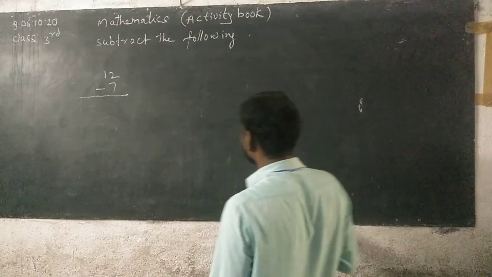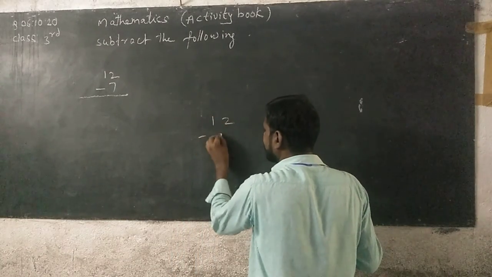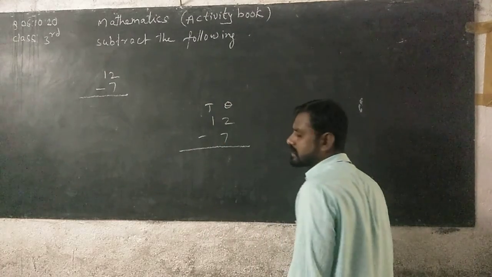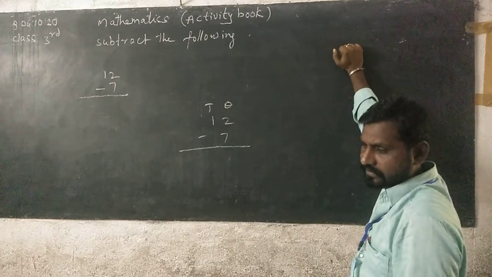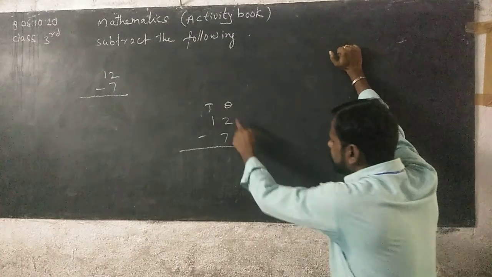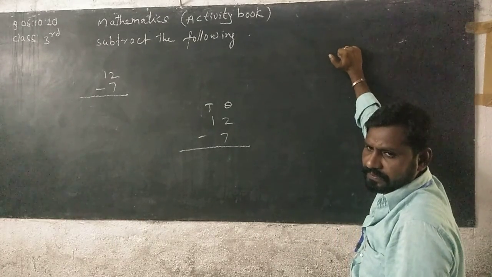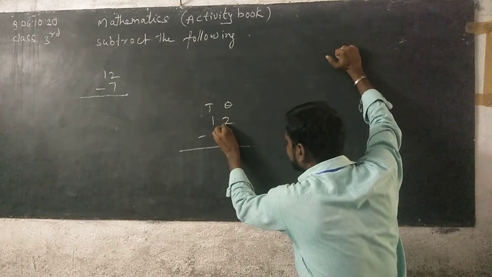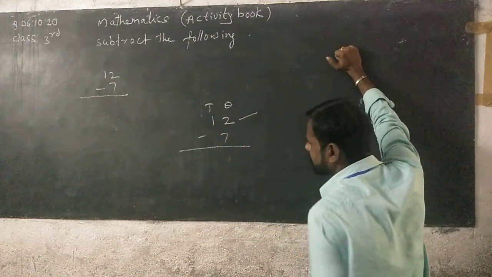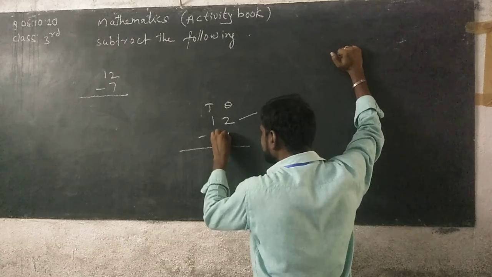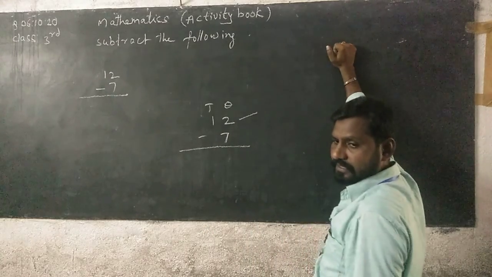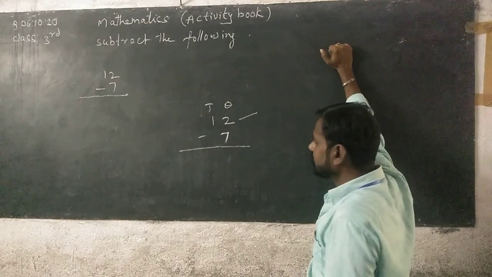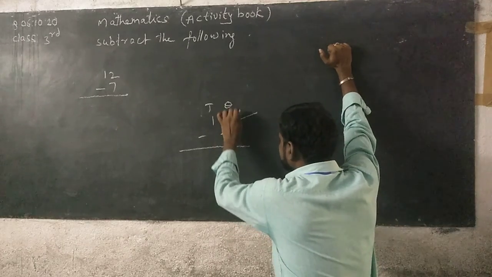See here, 12 minus 7. First we subtract the ones place digit. Next we subtract the tens place digit. See here, ones place digit 2. And 2 is the ones place digit. It is written at the top of the ones place column. 7 is also a ones place digit, so you write it at the bottom of the ones place column. Now first we do this.